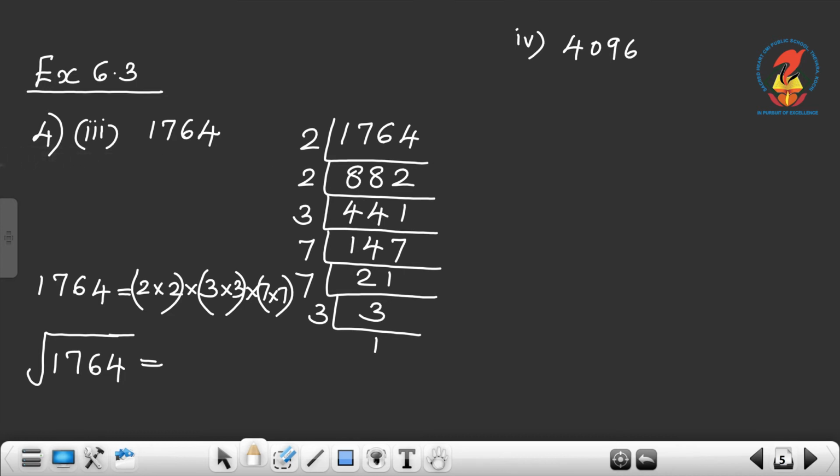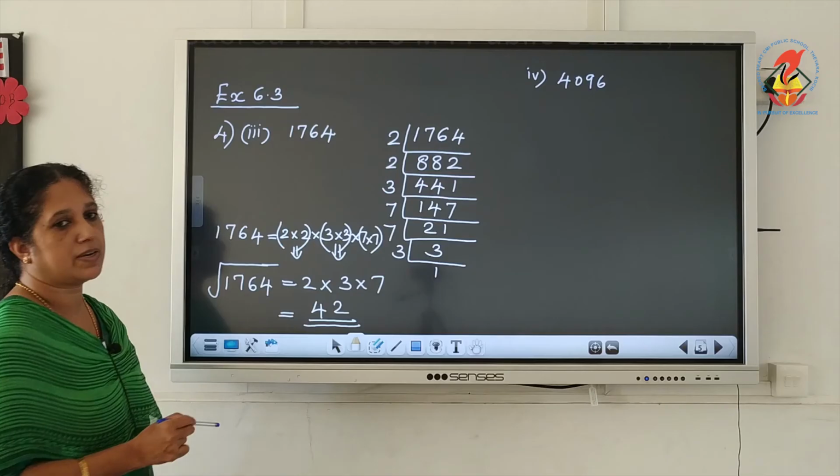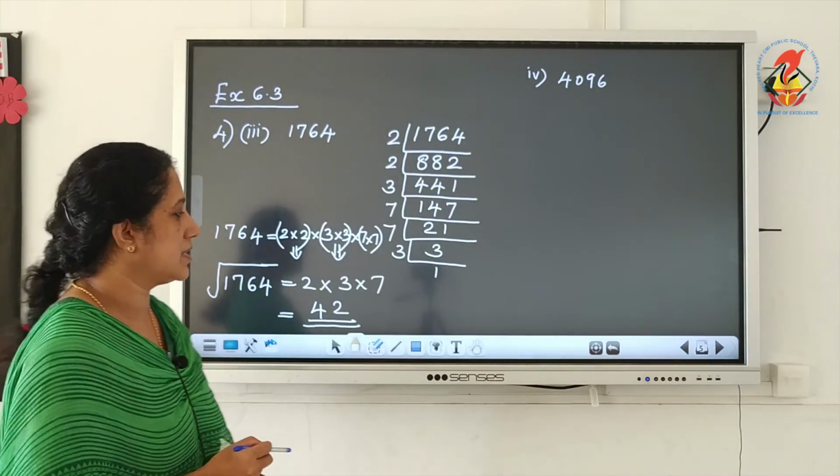Square root of 1764 equals, from here 2 into, from the 3, into 7. So 2 3s are 6, 6 into 7, 42. So the square root of 1764 is equal to 42.